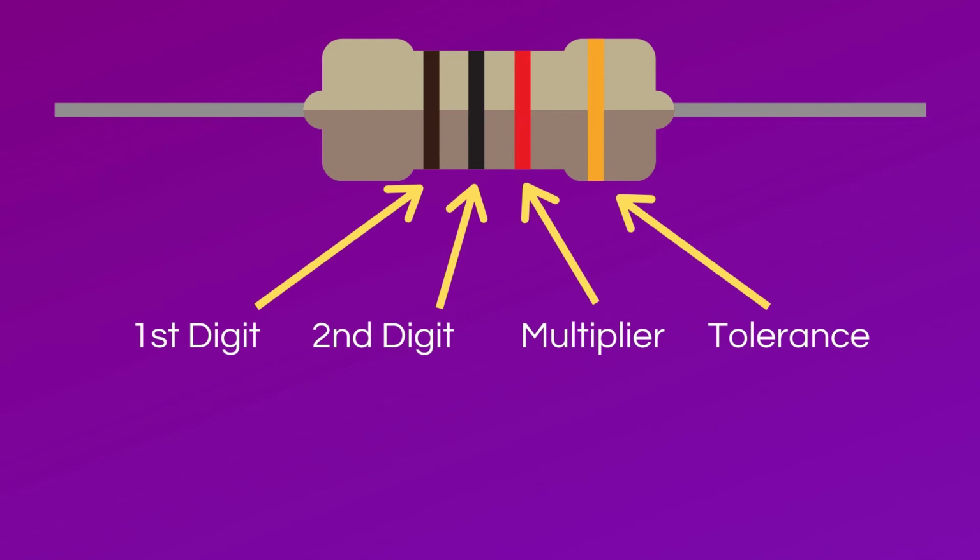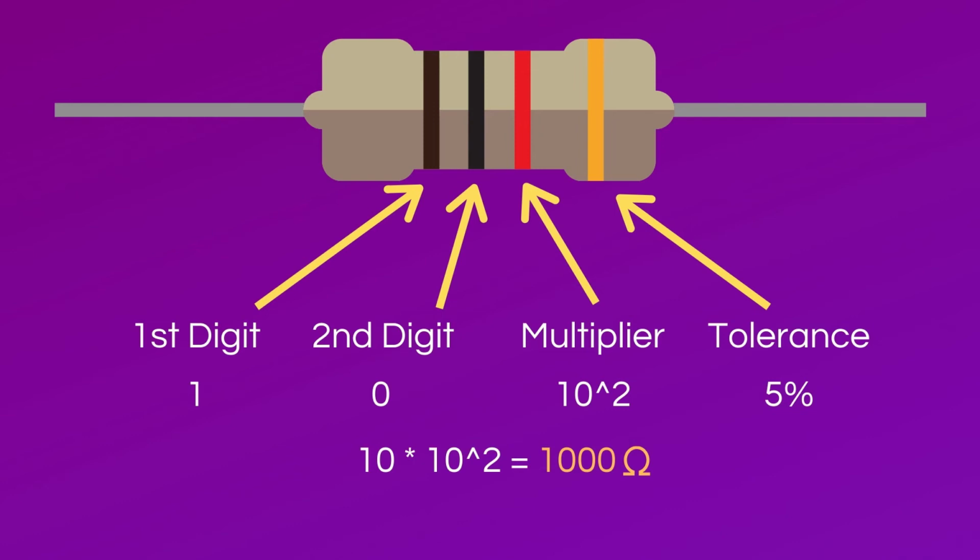This can best be explained by an example. Take a resistor whose first band is brown, whose second band is black, whose third band is red, and whose fourth band is gold. From this, we know that the first two digits are 1 and 0. Then we take those digits and multiply them by 10 to the second, as the third band is red, to get a resistor value of 1000 ohms. The fourth gold band indicates a tolerance of 5%.